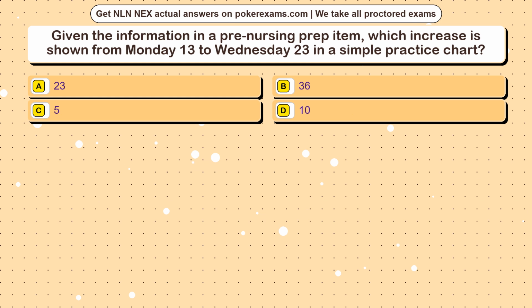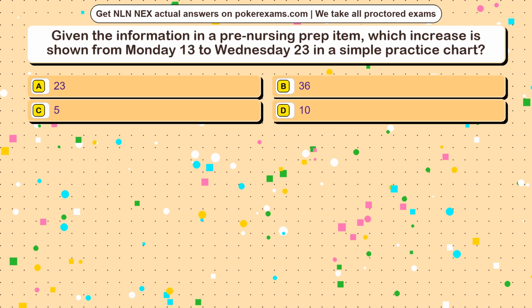Question 6. Given the information in a pre-nursing prep item, which increase is shown from Monday 13 to Wednesday 23 in a simple practice chart? Option A, 23. Option B, 36. Option C, 5. Option D, 10.